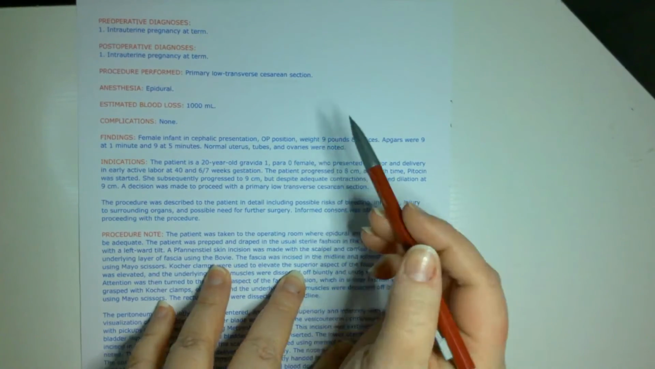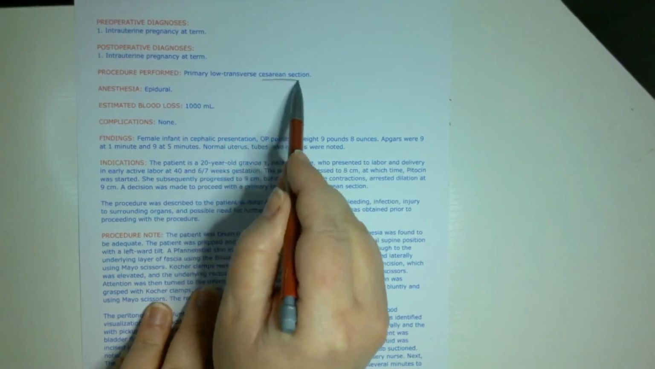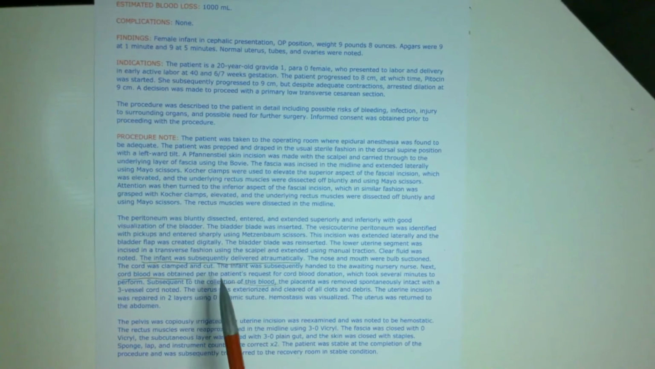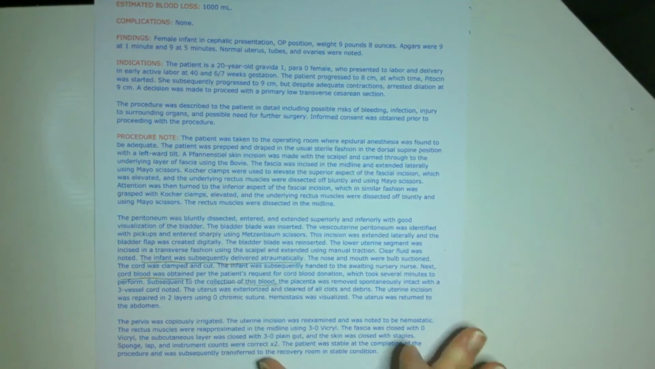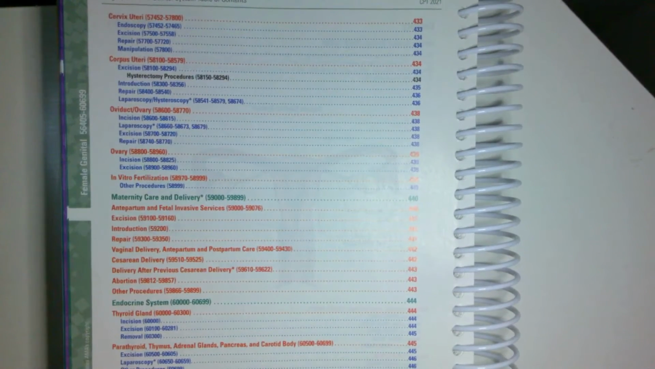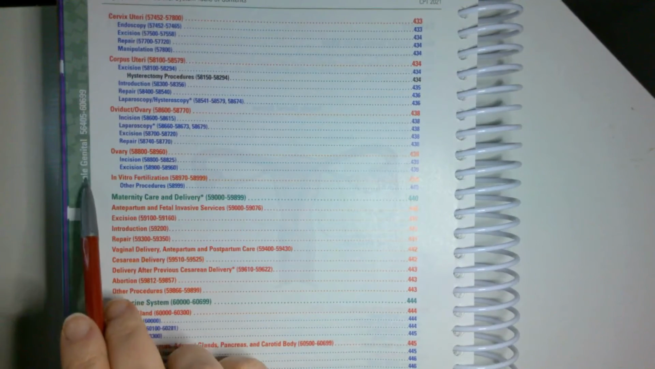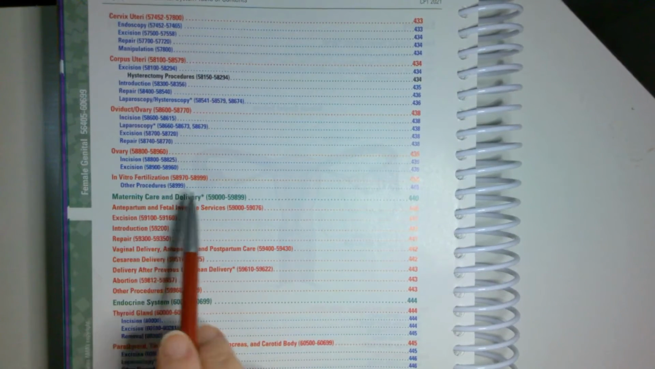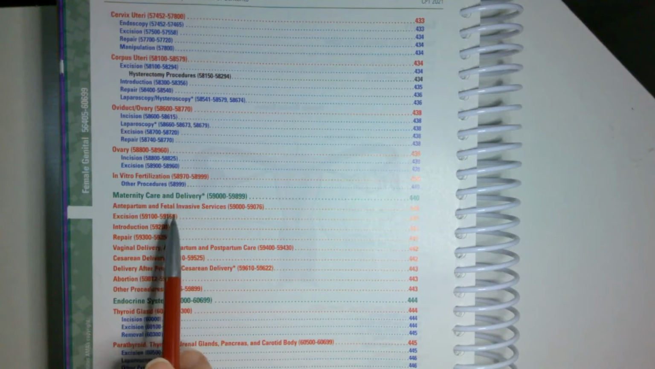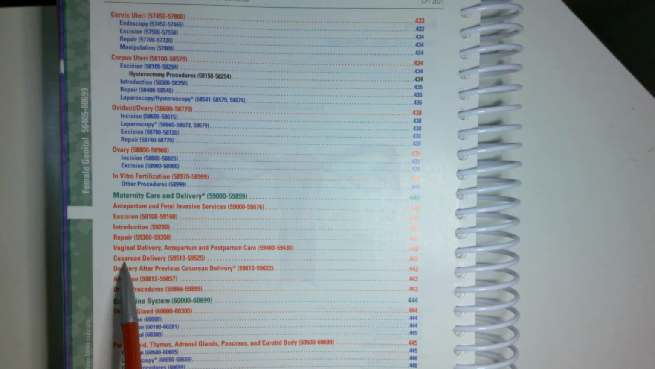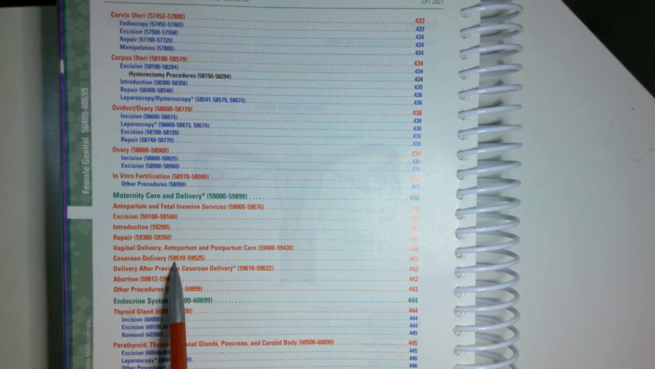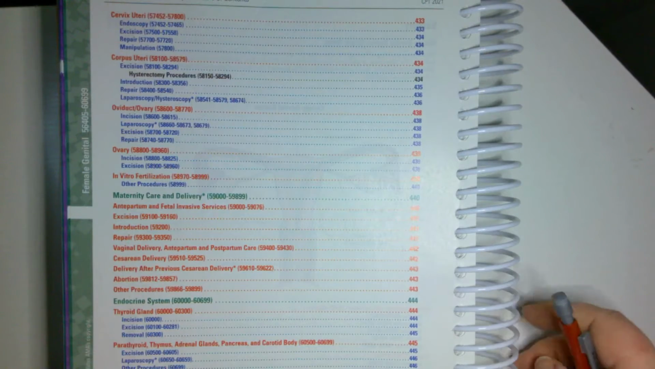So we're going to code for this cesarean section. We did validate this. I haven't done OB in a while, and I'm not sure about the cord collection, so that's actually something I had to look up, and I'll go over that as well. For our OB deliveries, we want to check in our female genital system, and you're going to want to look for your maternity care and delivery. So here is our vaginal deliveries, and here are our cesarean deliveries. So that's where we want to be, the cesarean delivery section.